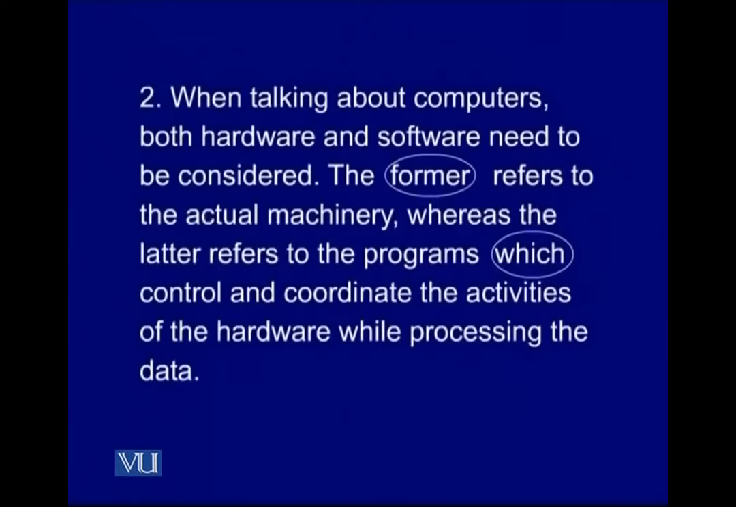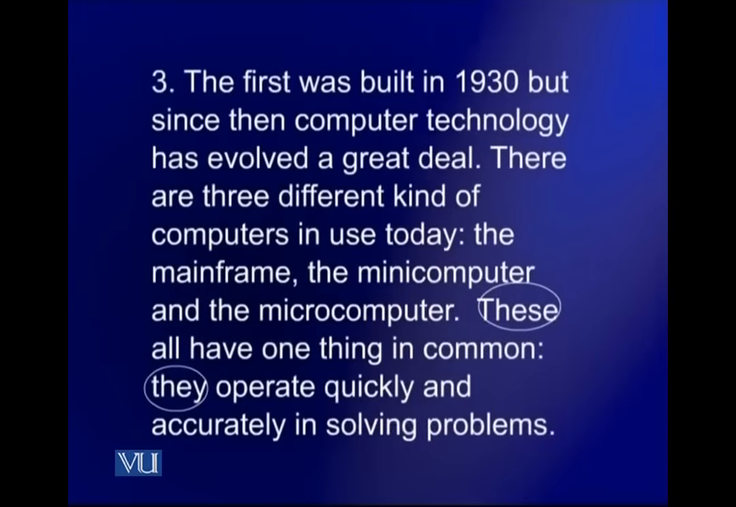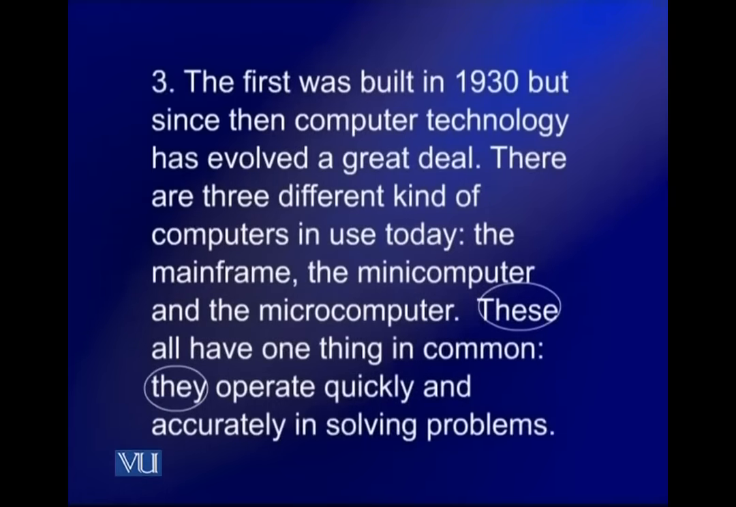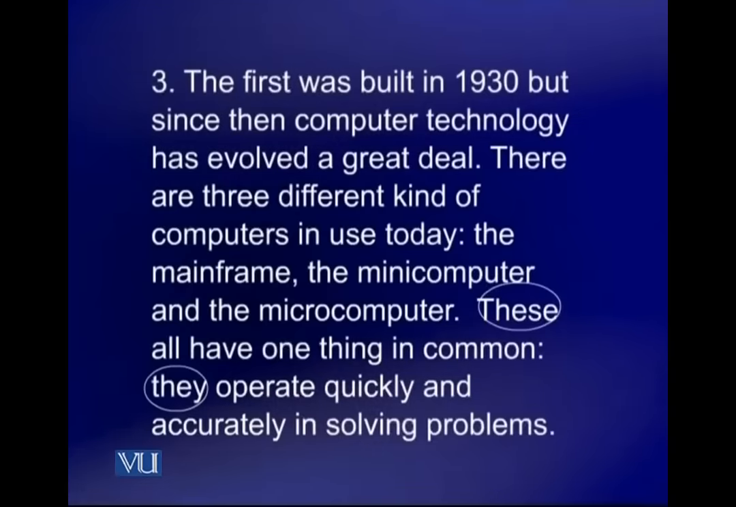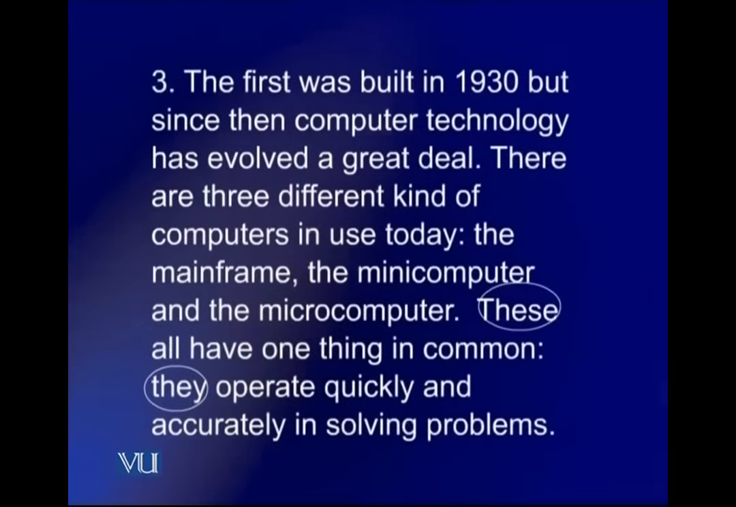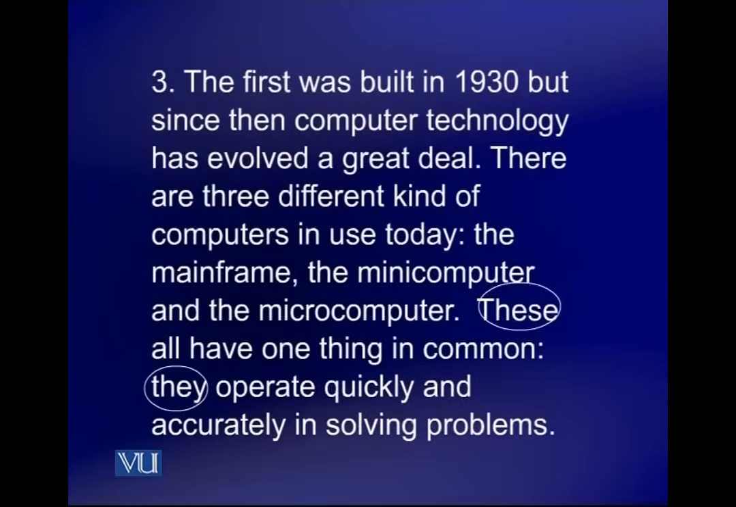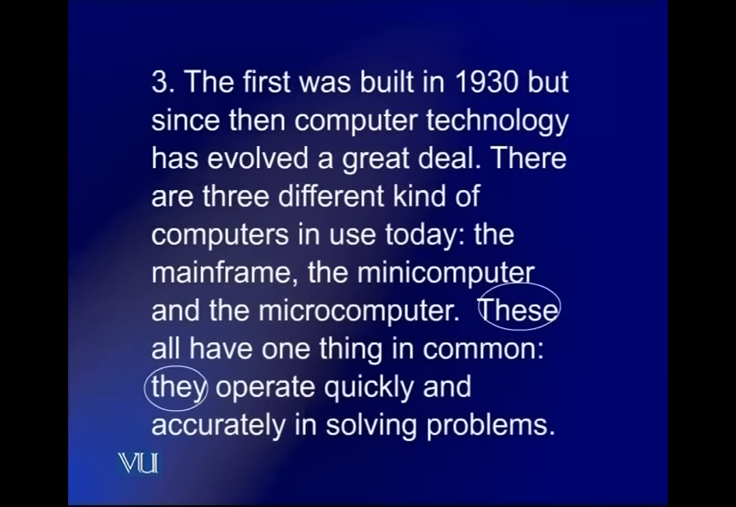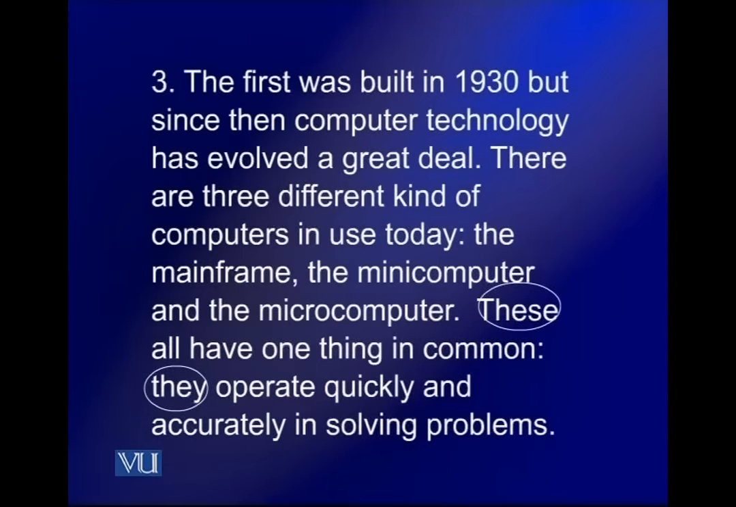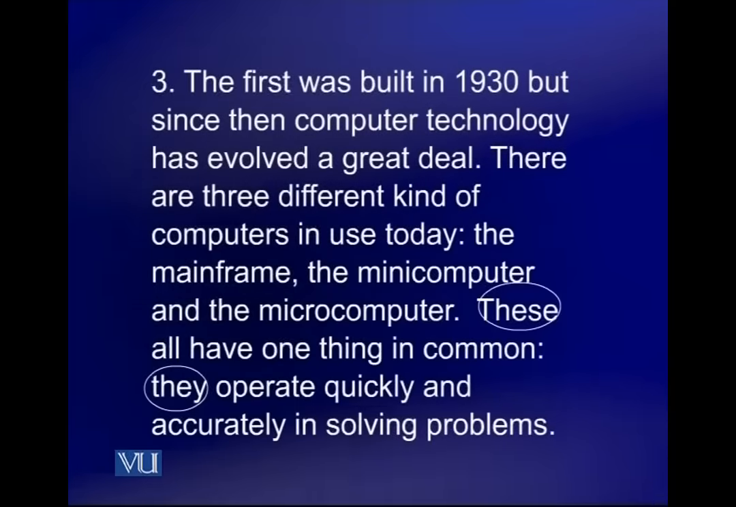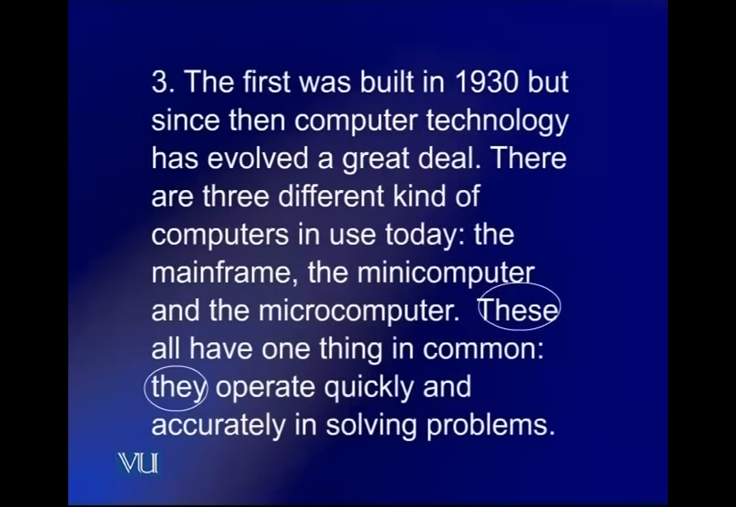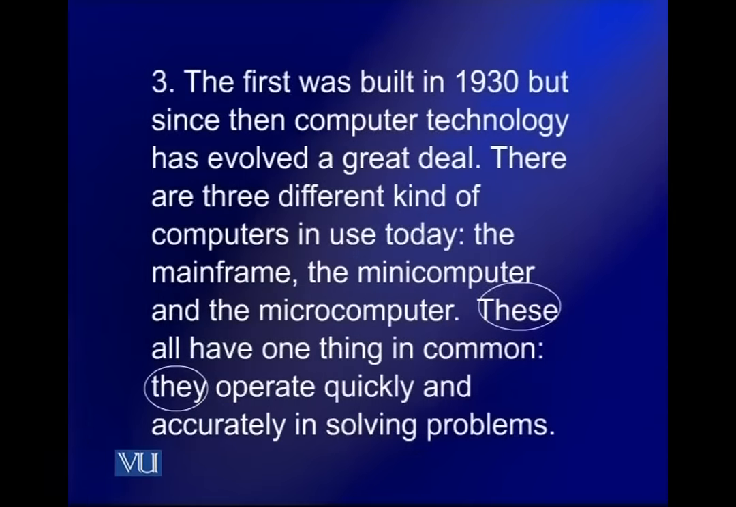The word which, what does the word which refer to? It refers to the word programs. Paragraph 3. The first computer was built in 1930, but since then, computer technology has evolved a great deal. There are three kinds of computers in use today: the mainframe, the mini computer, and the microcomputer. These all have one thing in common: they operate quickly and accurately in solving problems. Two words have been circled in this paragraph, and those words are these and they.